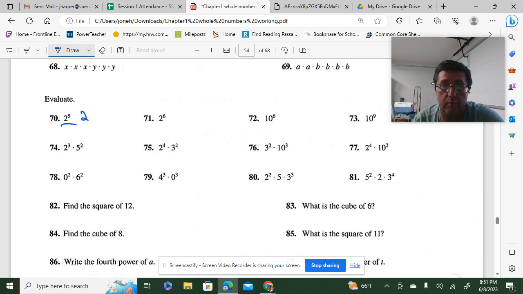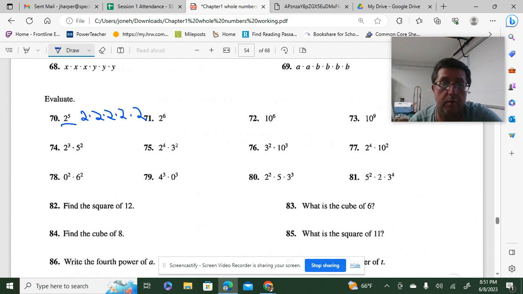You could write 2 times 2 times 2 times 2 times 2. 1, 2, 3, 4, 5 2's. Or you could hit 2, right under the off button, the y to the x, and then 5. Your answer should be 32. Okay? Not hard to do.